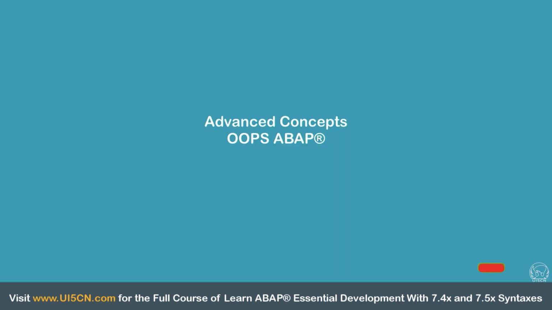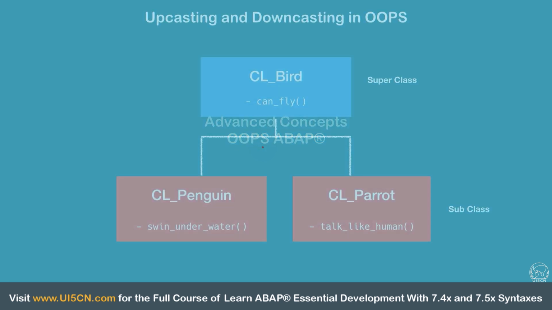Hello and welcome back. In this section, we'll understand some of the advanced concepts related to OOPS ABAP before we actually use those in our code and demonstrate. So let's proceed and see what those are. The first thing we will see is what is upcasting and downcasting. We have already covered that in case of references, but now we will showcase this in OOPS ABAP. Here we have one class called CL_bird, and this class has one method called canFly, which will tell you if the bird can fly or not.